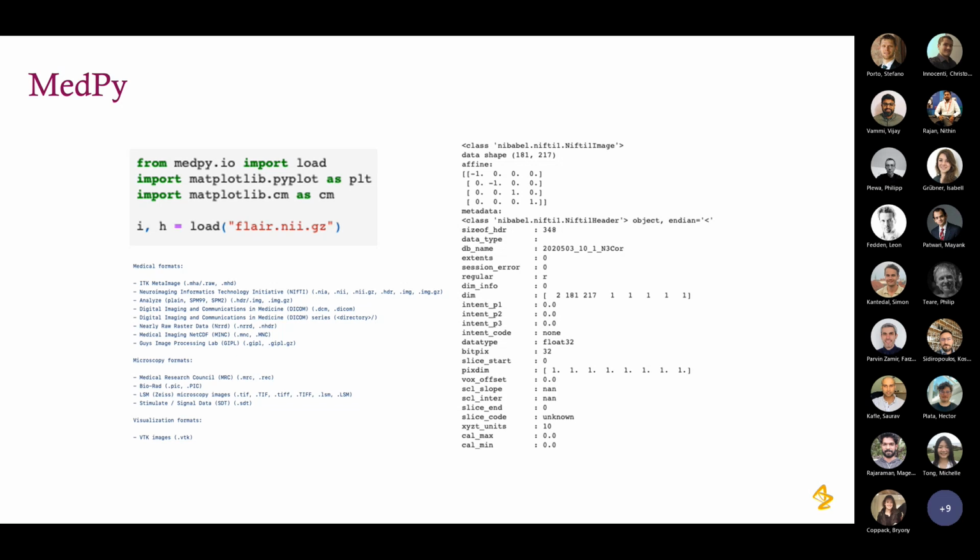Now, these are the specific tools for dealing with loading medical images.